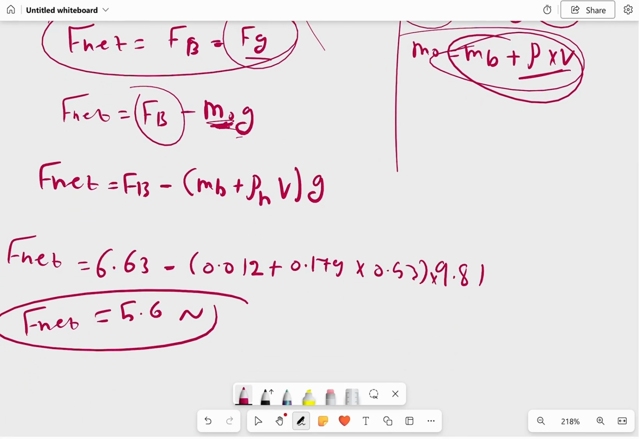Then you have the mass of the balloon plus the density of helium multiplied by V. Or you can just, guys, find this one first and put it here and write the mass of the helium. Then multiply by gravitational acceleration. Add the numbers, plug in the numbers into the equation, and you'll get 5.6 Newton.